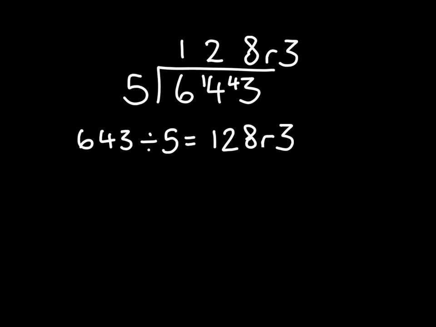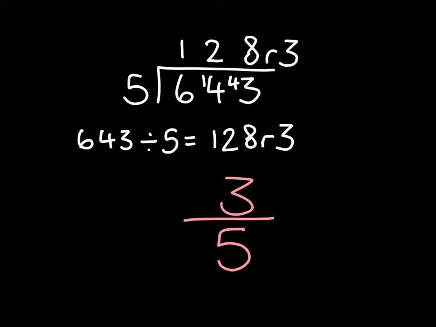We can show that remainder as a fraction. This is how we're going to do it. We were dividing by 5. Now when you write a fraction, the thing you divide by, the denominator, is always on the bottom. So we're going to put that there. And we had a remainder of 3. So for the numerator in our fraction, we're going to put 3.